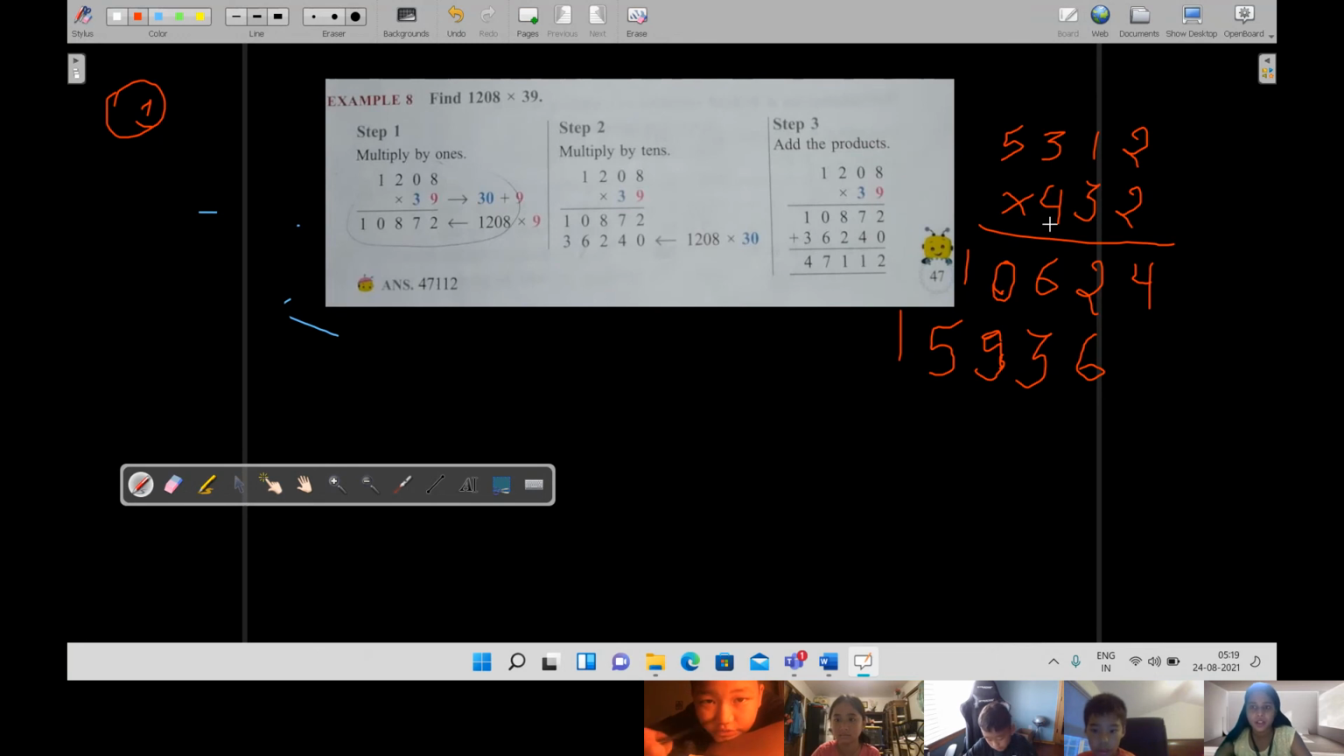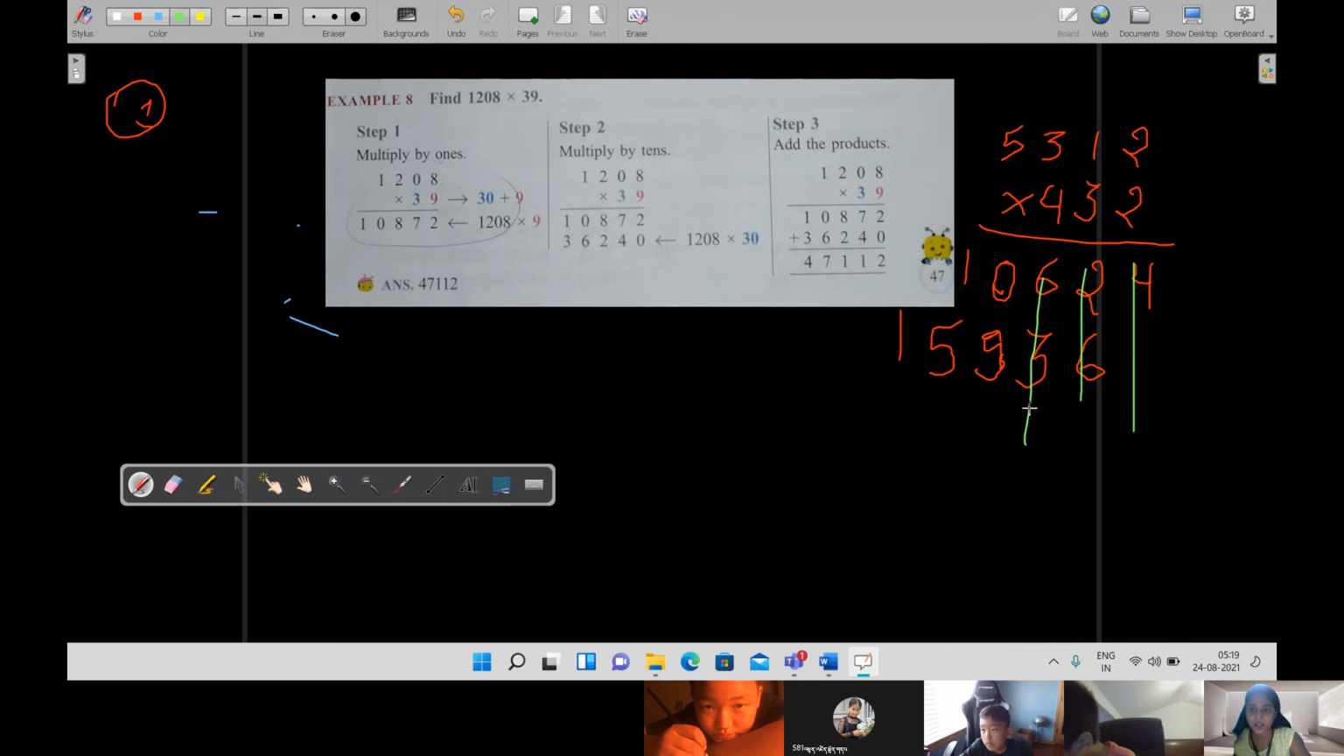Now we take 4. Now tell me, 4 comes in which number? Third number. Yes or no? Yes. Now you can see that is the first line, that is the second line, that is the third line. So we have to start from the third line. Yes or no? Yes. Okay, fine. So we have to start with the third line.